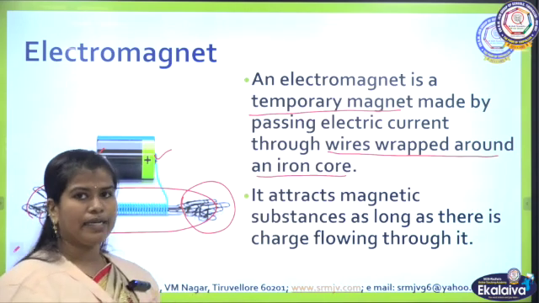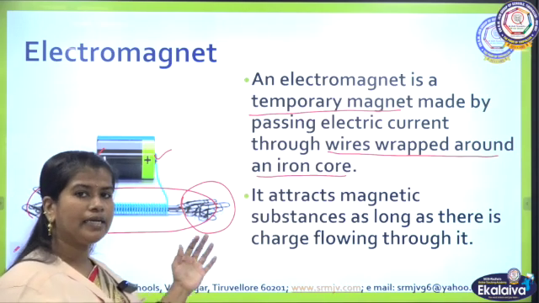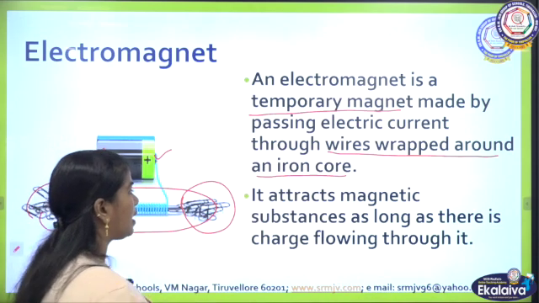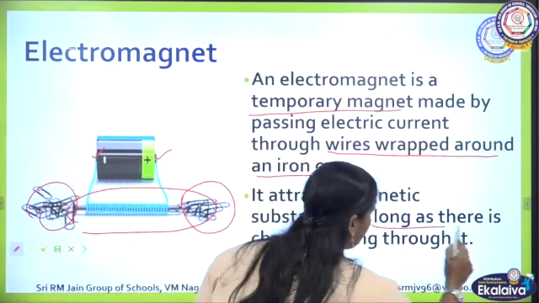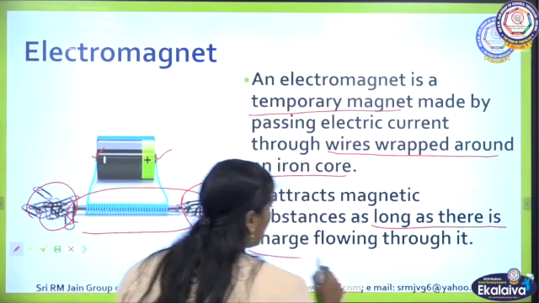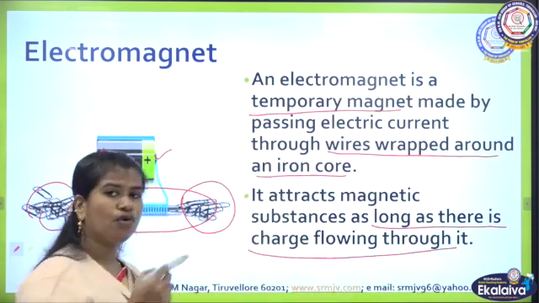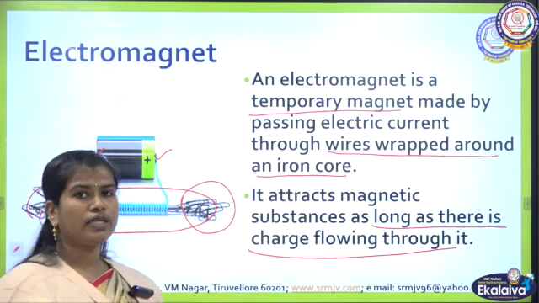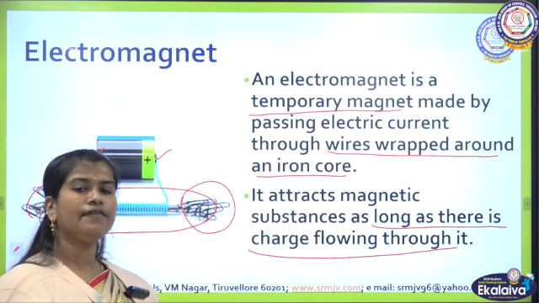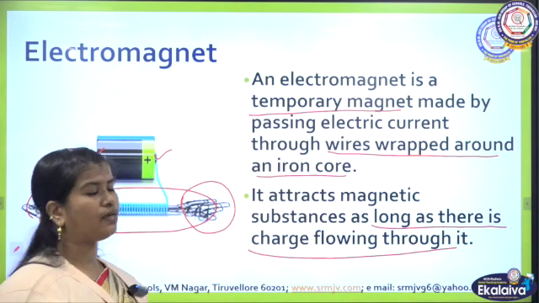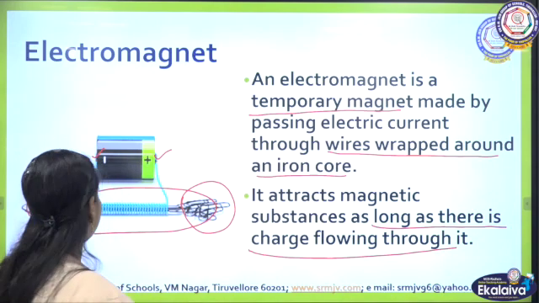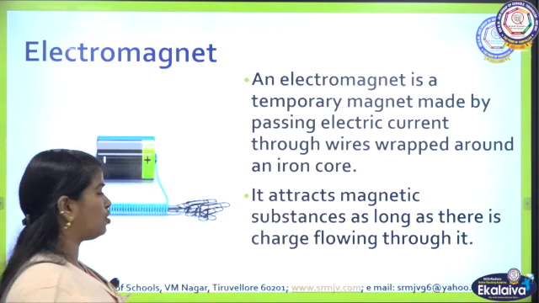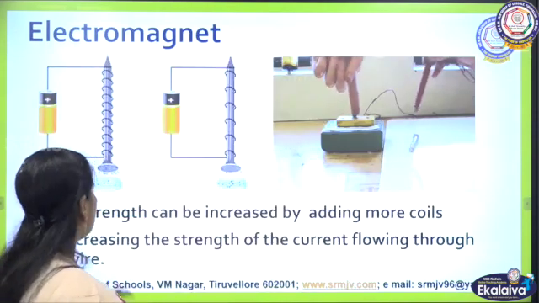Whatever the magnetic material may be, it will start to attract. So it attracts the magnetic substances as long as there is charge flowing through it. Electrons were flowing through that. You know what is current? Flowing of charge only; we will call it electric current. Now we will see how we can make a simple magnet, an electromagnet.